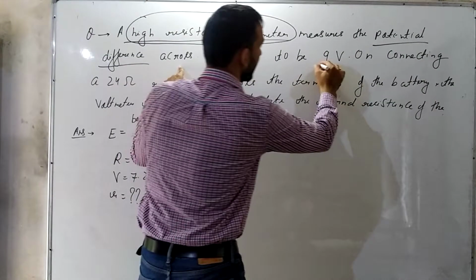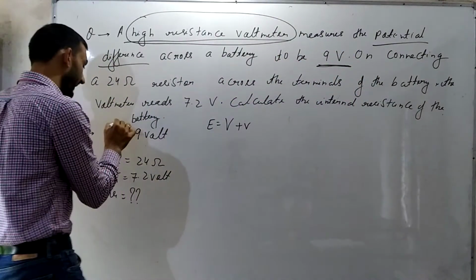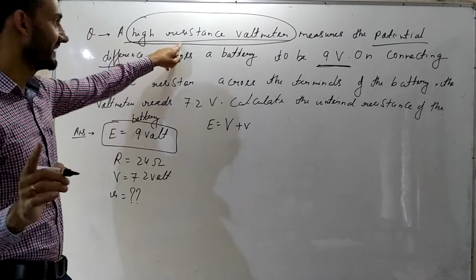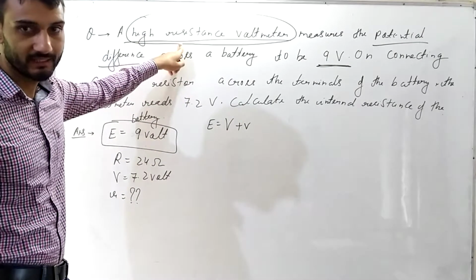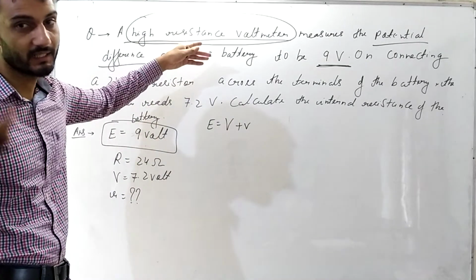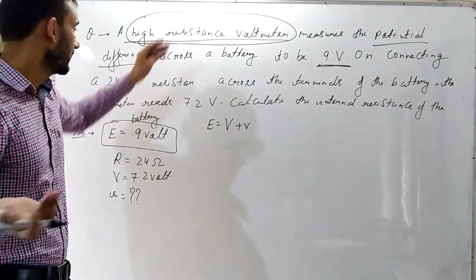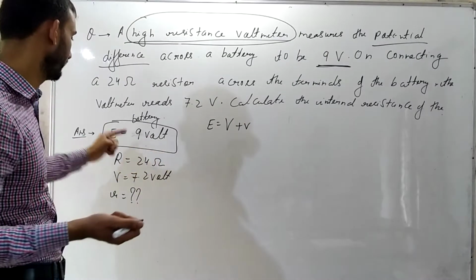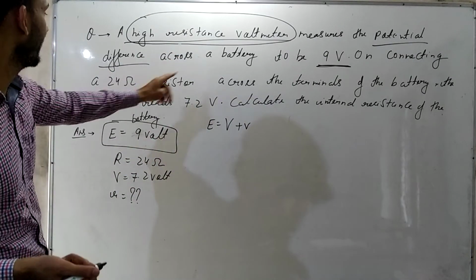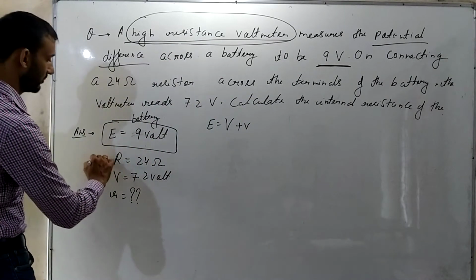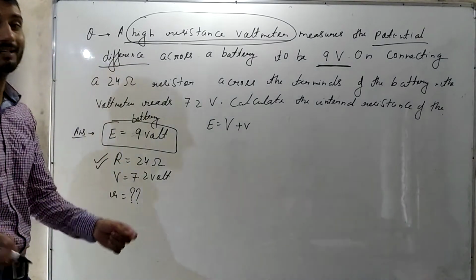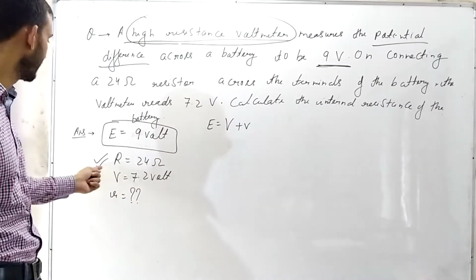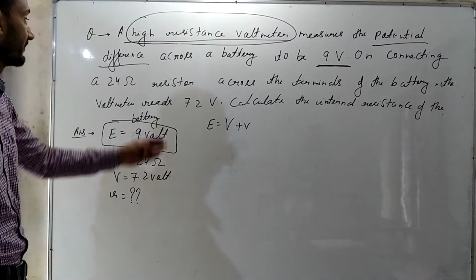Across a battery to be 9 volt. So if it is 9 volt, I have written EMF. Why have I written EMF? As I told you, this is high resistance, it will not take any current. So if it is not taking any current, if you remember, no current, potential is EMF. So this is EMF. On connecting a 24 ohm resistor, so we have connected a 24 ohm resistor with this cell. So that is the external resistance because you have connected it.